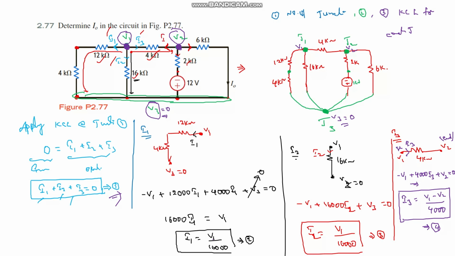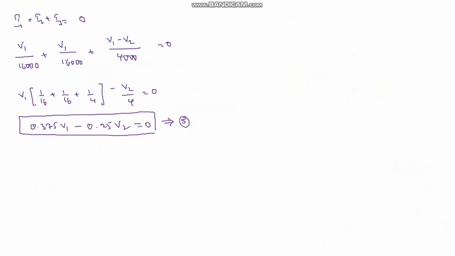Like this, they are I4, I5, I6. Otherwise, you can also assume IA, IB, IC. Here also at junction 2, I am assuming 3 currents, all outgoing currents only. Now apply KCL at junction 2.